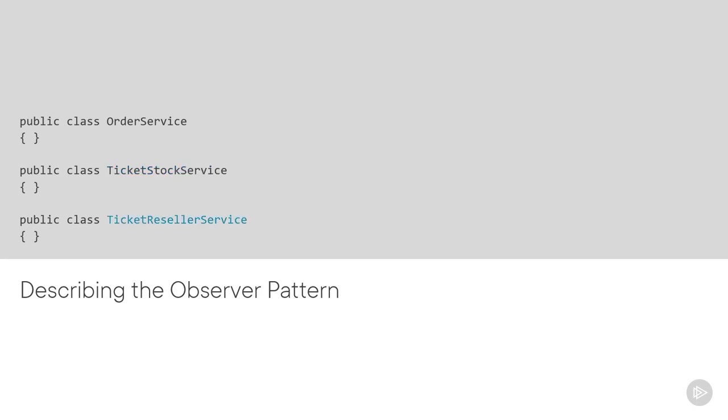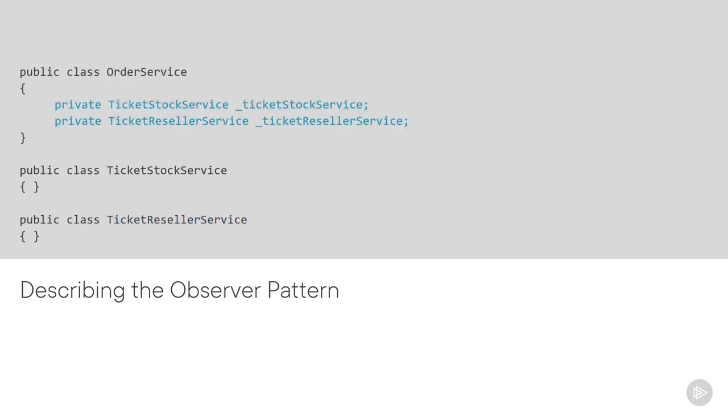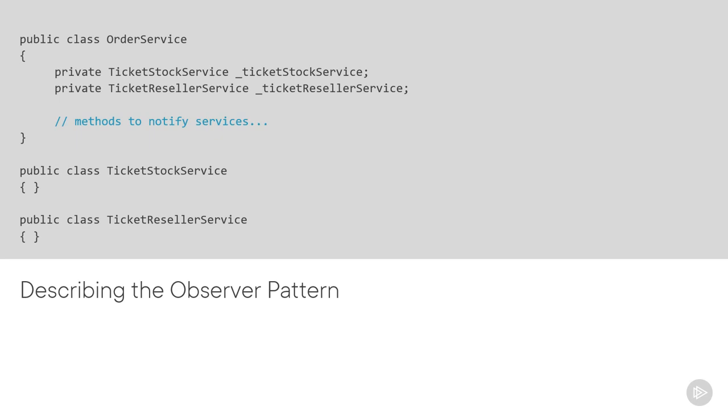And then there's a ticket reseller service, which also needs to be notified of the fact that the tickets are no longer available. Other services that need to know about this can exist as well, but we'll leave it at this for the example. In any case, we are dealing with a system in which a set of related objects, which are our services, need to maintain consistency. We can easily achieve that. We could simply store a reference to the ticket stock service and ticket reseller service on our order service and let the order service call methods on them to notify them that the tickets have been sold.